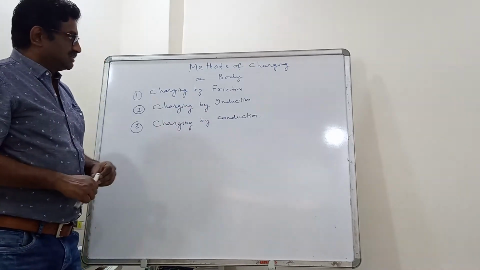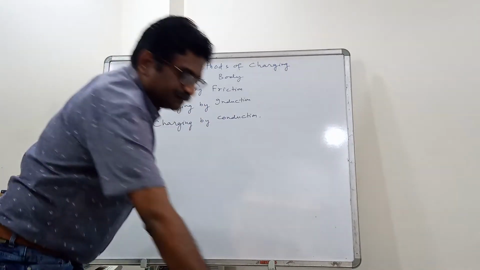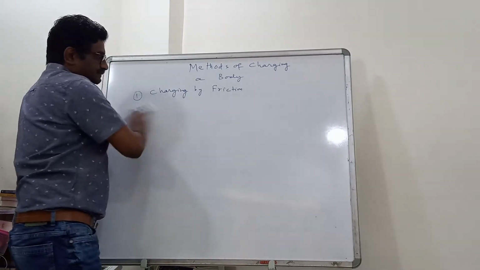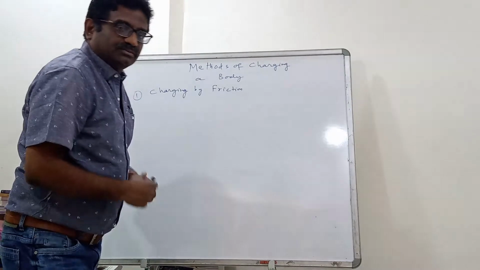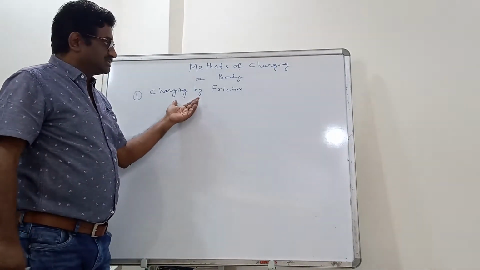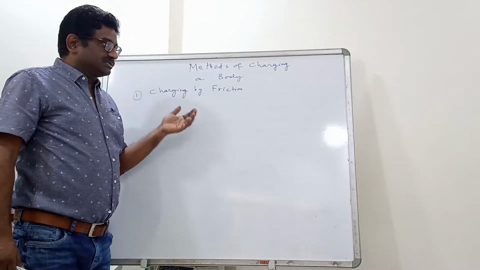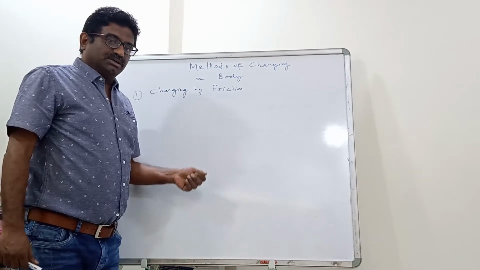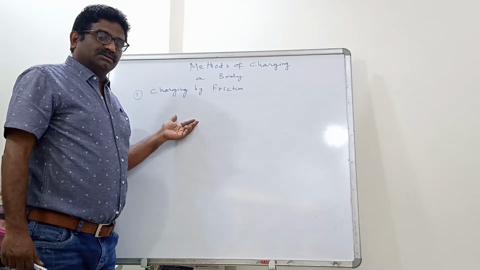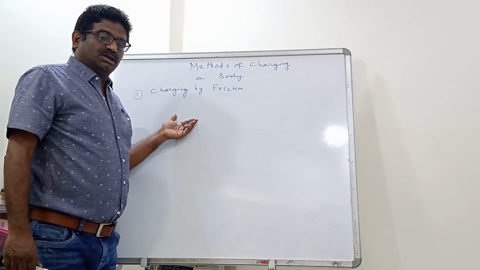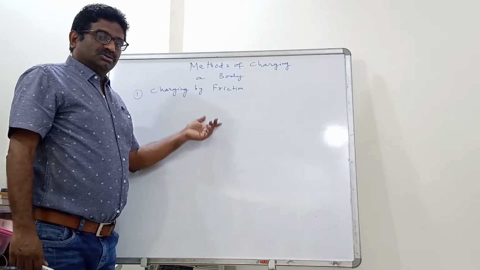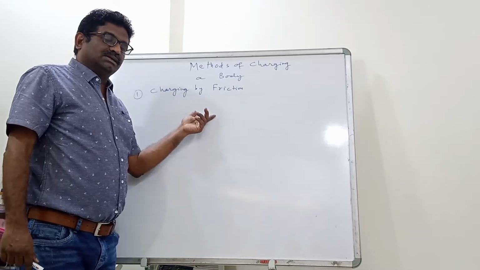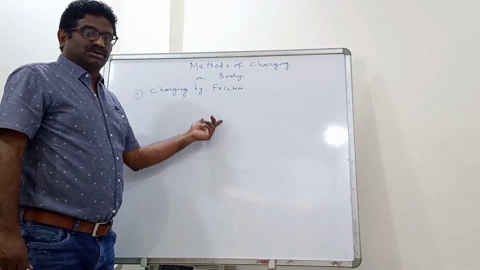Let me first discuss charging by friction. You must have studied, or might even have done, some experiments in which you took a plastic scale, rubbed it on your hair and attracted bits of paper. You have seen that by rubbing the plastic scale on your hair, the scale has acquired some kind of charge, due to which it is able to attract these neutral pieces of paper when it is brought near them.